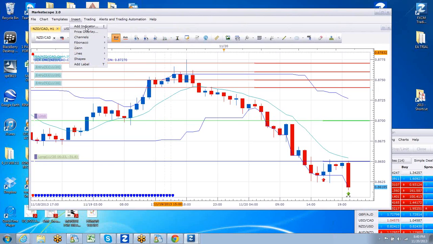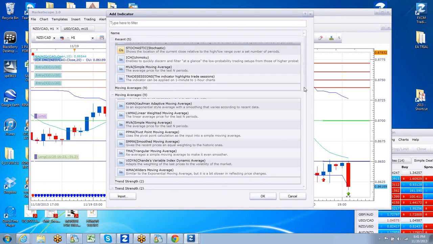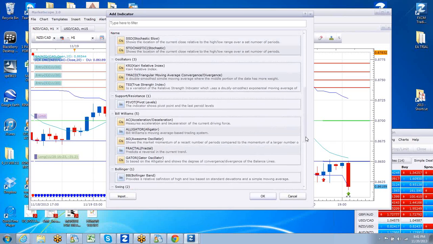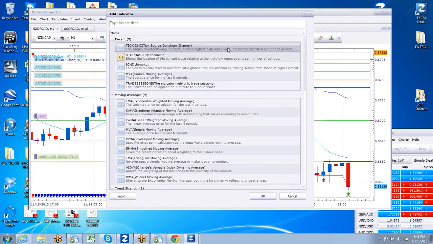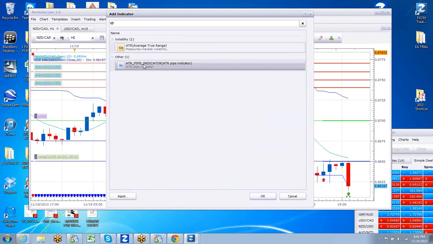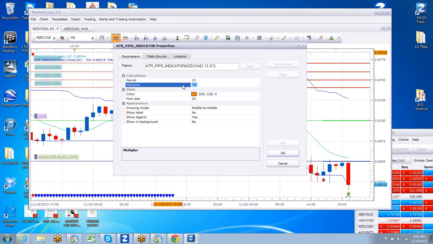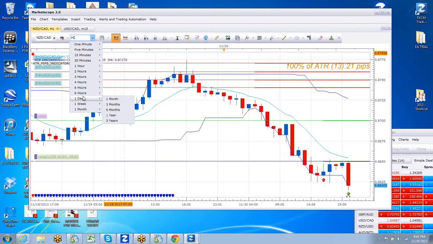If we go to insert and add indicator, you can just type in ATR in the filter. ATR pips. No, actually I have it here. I just type ATR in the add indicator box at the top. Yeah, just type ATR pips. There you go. Okay, and this one, I will use the full one, last 14 days, and I'm going to change this to daily.